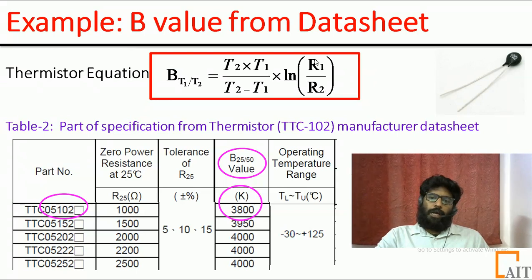Now in order to obtain R2, we need R1. R1 is the resistance at temperature 25 degree. This is specified here as R25 ohm, that is 1 kilo ohm or 1000 ohms. So this 1 kilo ohm can be substituted in R1. Once we substitute B value as 3800, T1 as 25 degree, T2 as 50 degree and R1 as 1 kilo ohm, we can obtain R2. The complete calculation is shown in the next slide.